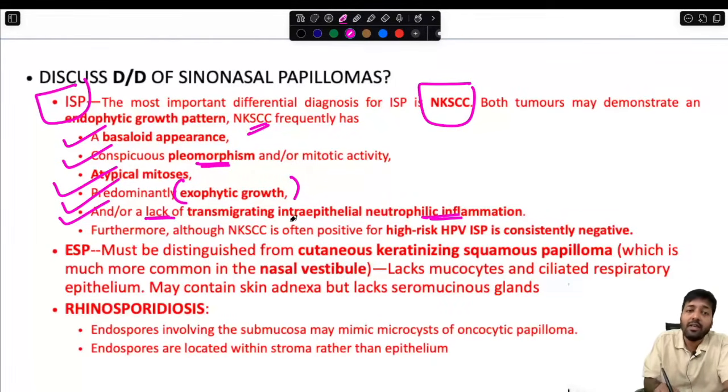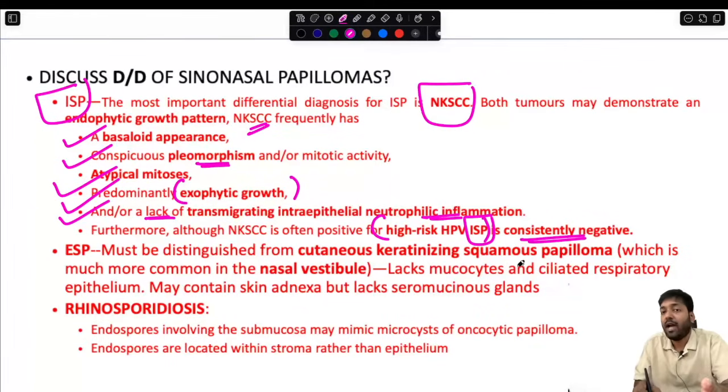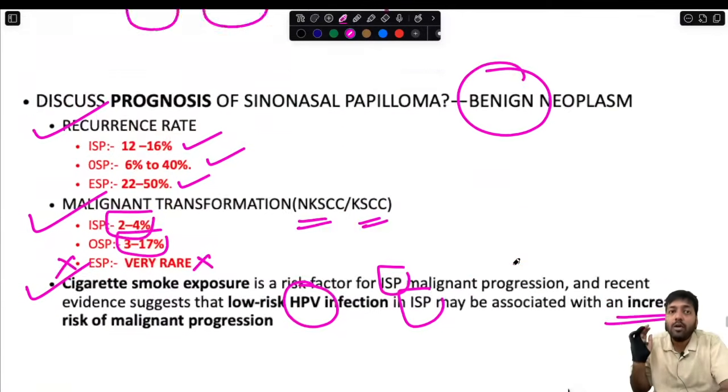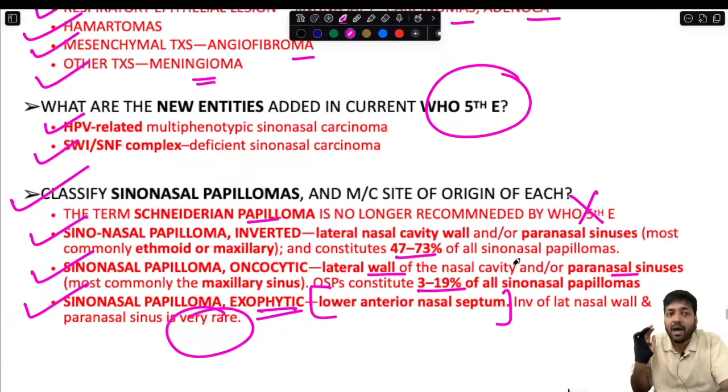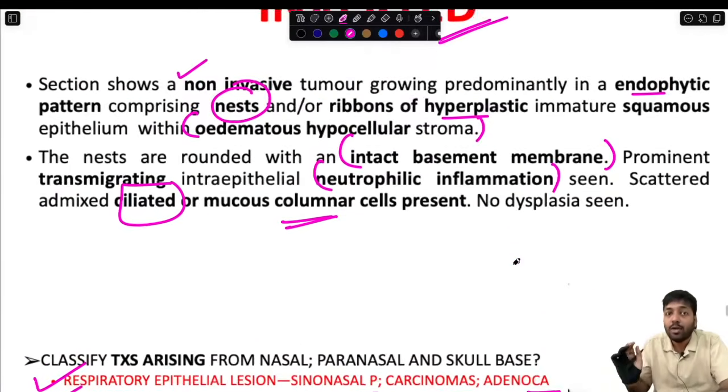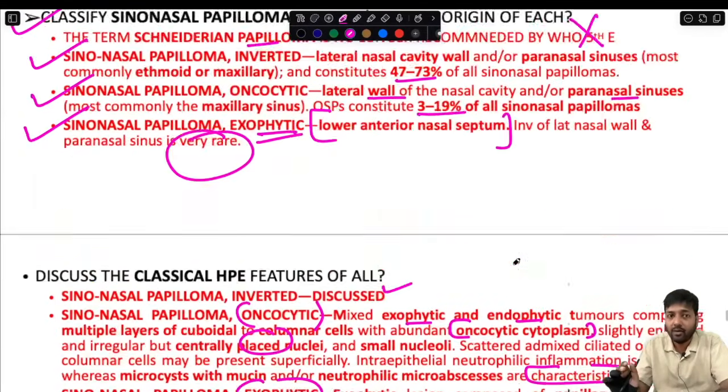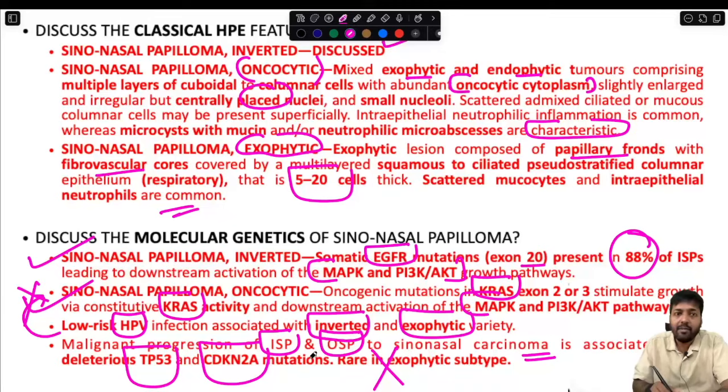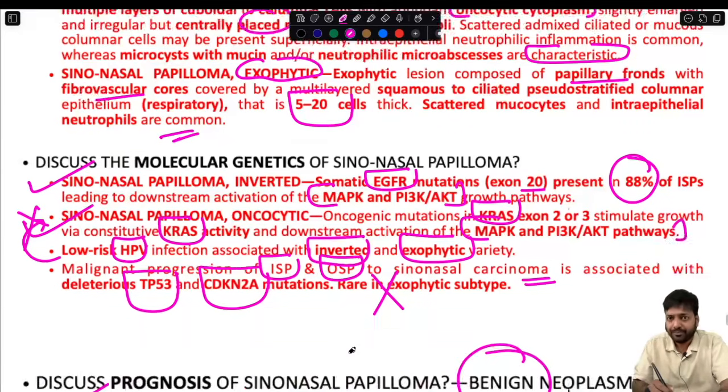Furthermore, although non-keratinizing squamous cell carcinoma is often positive for high risk HPV, the inverted variety of sinonasal papilloma is consistently negative for high risk HPV. Remember, oncocytic variety and inverted variety, both of them are associated only with low risk HPV, as I have already stated. Remember this point.